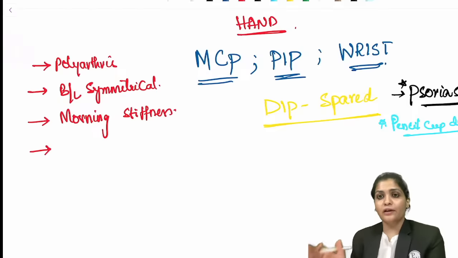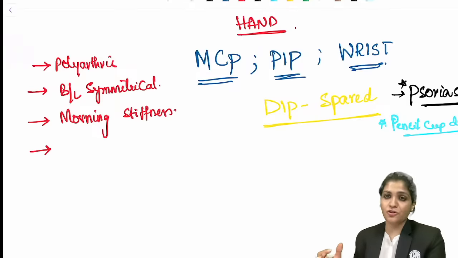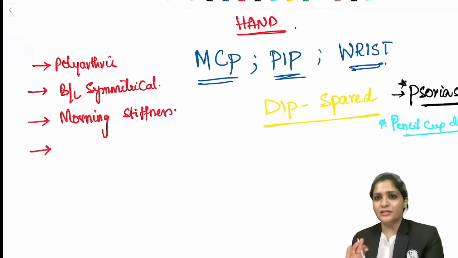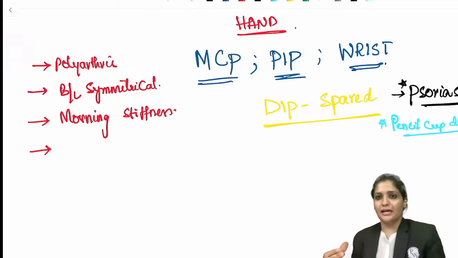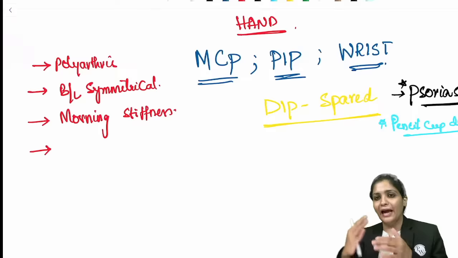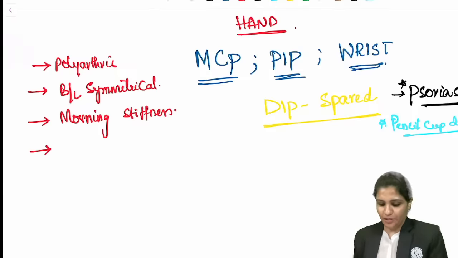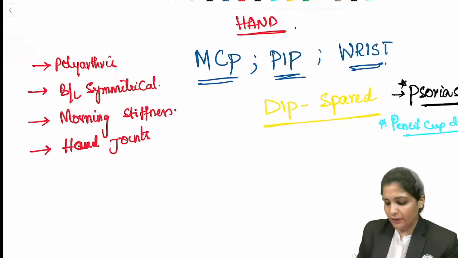But this is contrary to osteoarthritis, where by the end of the day, the patient complains of pain in the joint, because osteoarthritis is a wear and tear mechanism. So if you use the joint, it will cause pain. If you rest the joint, it will not cause pain. But inflammation is not like that. If you rest, it will cause more pain because the inflammation process is occurring. If you move the joints continuously, you are probably hindering the process of inflammation. So the patient presents with morning stiffness, and the hand joints should be involved for this diagnosis of rheumatoid arthritis.